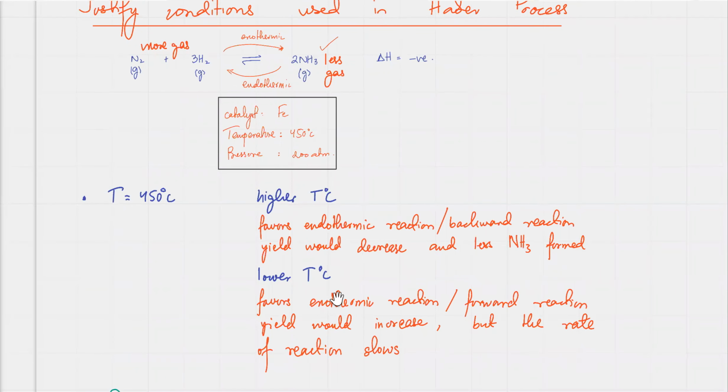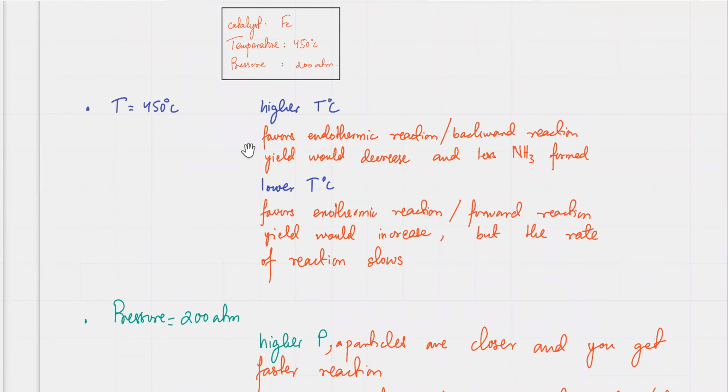Why don't you lower the temperature? Lower temperature favors the exothermic reaction, which is the forward reaction, which is a good thing. Yield would increase, but at a lower temperature, we know that the rate of reaction is a lot slower. So lowering the temperature would favor the forward reaction, but it will take a longer time. Hence 450 degrees is something that's in the middle.